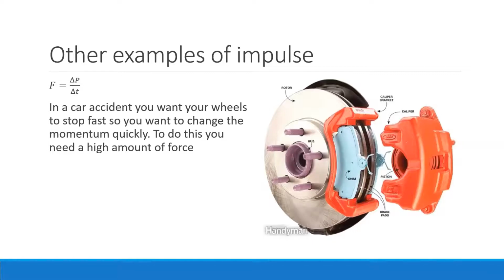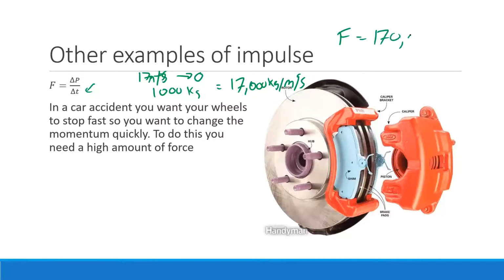So therefore, again, let's say you're going from 17 meters per second to 0. And let's say that your car weighs 1,000 kilograms. Then that means that you need to lose 17,000 kilogram meters per second. And you want to do that this time in a very, very short time. Let's say you want to do that in 0.1 of a second. That means you're going to need a force of 170,000 newtons. And that's why your brakes apply so much force.